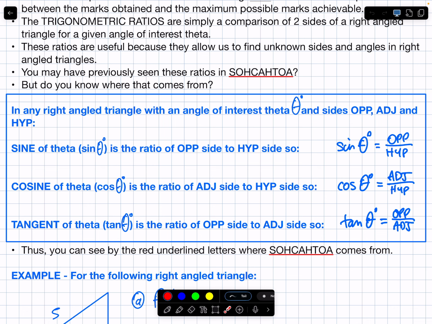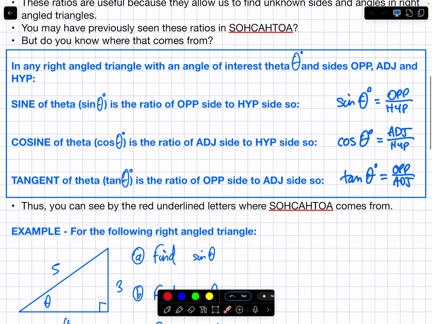In any right angled triangle that has an angle of interest theta and the sides opposite, adjacent and hypotenuse, sine theta is the ratio of opposite side to the hypotenuse side. So you would have seen this. Sine theta degrees is equal to opposite over hypotenuse. Get that down. That first one.